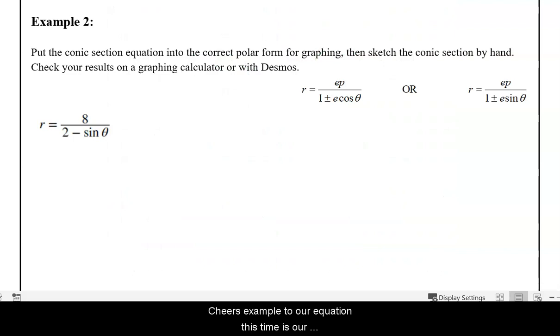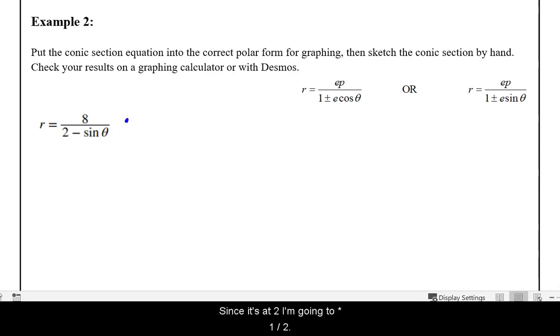Our equation this time is r equals the ratio between 8 and the quantity 2 minus sine theta. This time, our constant is not already a 1. The first thing we have to do is fix that 2. It doesn't do any good to fix anything else because it will mess up the 1 that you get here later. Always start with the constant in the denominator.